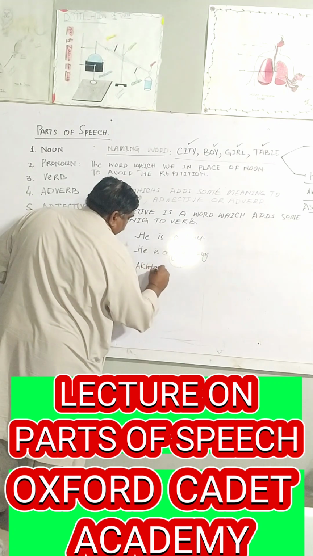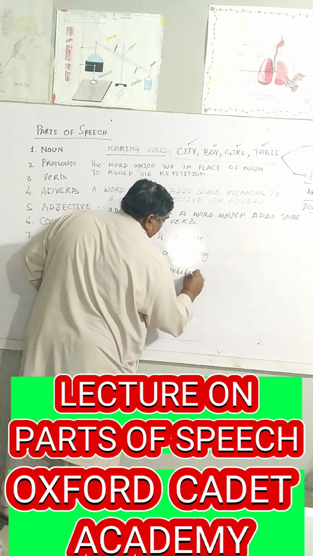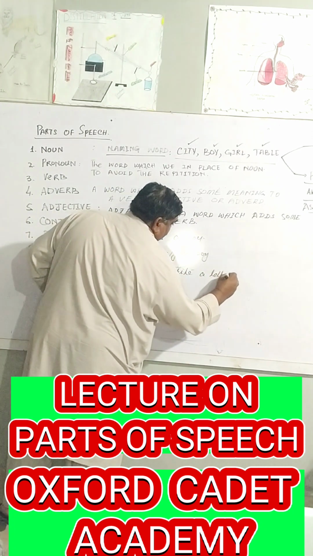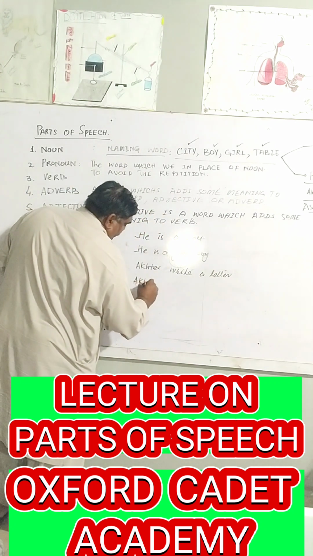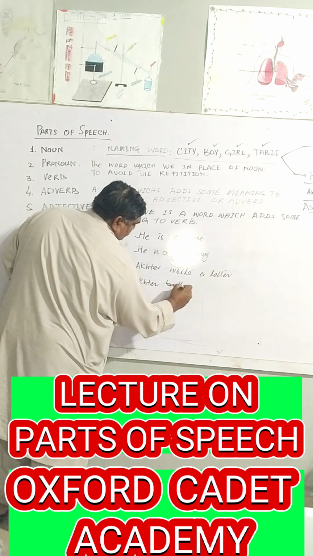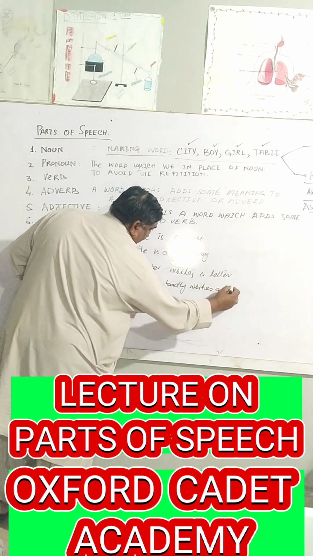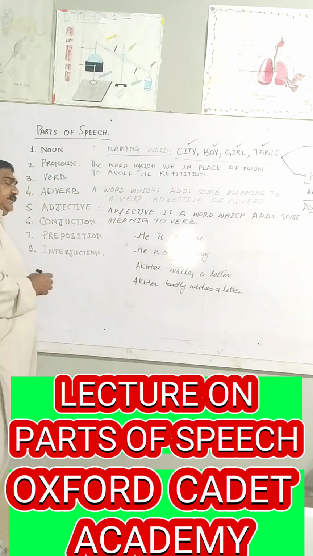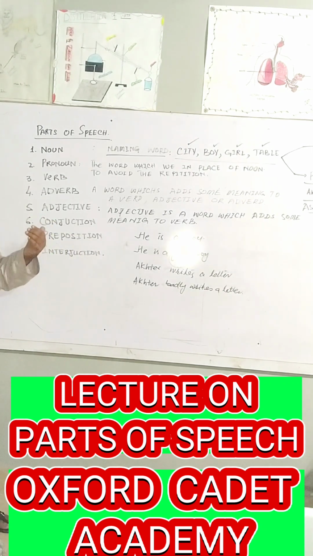Akhtar writes a letter. Akhtar badly writes a letter. It means he does not have good writing. Right? Yes, sir. So the word which adds something to the meaning is called an adjective.